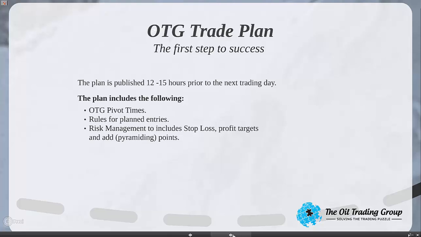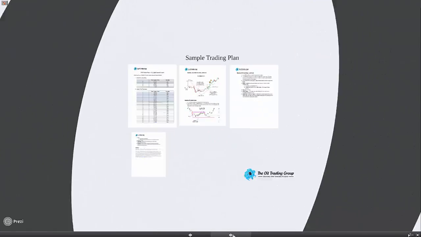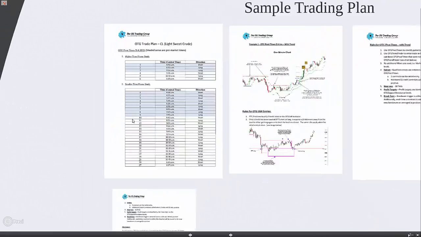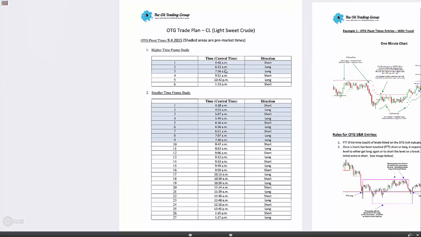We have rules for our planned entries, and we have risk management ideas to include stop loss, profit targets, and our pyramiding approach, or the add points that we use along the way. So this is what a copy of our OTG trade plan looks like. This is what's bolted to your charts every day, and you pull this up, hit the button, and it pops open in PDF form on your computer.